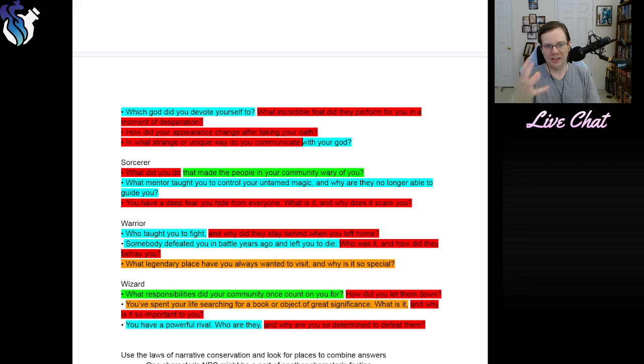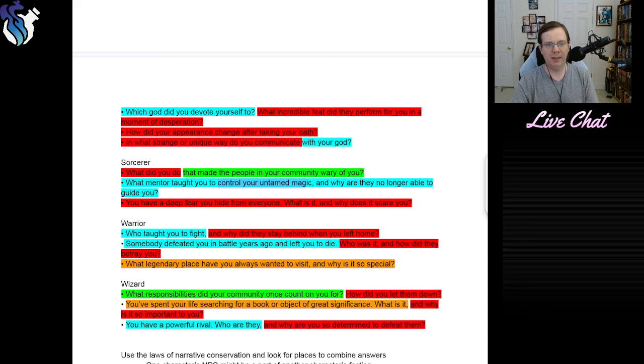Because the sorcerer is like the innate magic class, right? This could be like a mutant's eruption, where your power manifests and something happened, and then people became wary of you because they thought you were uncontrollable. And that could then lead into what mentor taught you to control your untamed magic, and why are they no longer able to guide you, right?